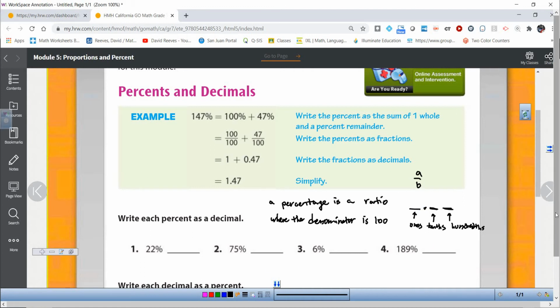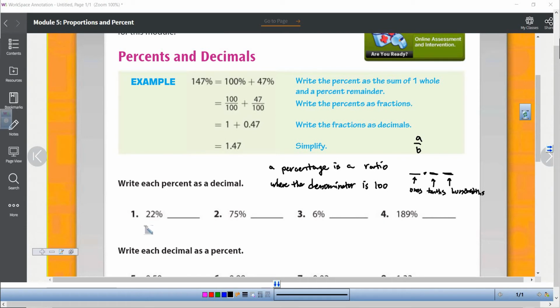If I take a look at 22%, that is going to be 22 over 100. Now I know the directions say to write it as a decimal, but I'm going to first write these as fractions, or as ratios. So 75% would be 75 over 100, 6% would be 6 over 100, and then 189% would be 189 over 100. Of course, this one is an improper fraction because 189 is bigger than 100.